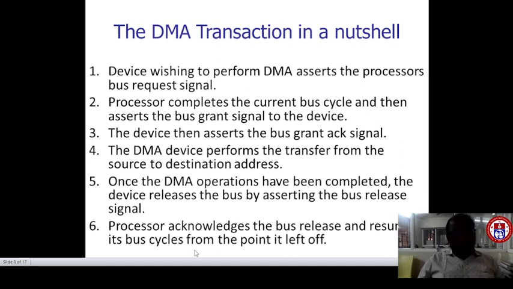In a DMA transaction there are some stages. In the initial stage, the device wishing to perform DMA asserts the processor bus request signal. In the second stage, the processor completes the current bus cycle and asserts the bus grant signal to the device. The device then asserts the bus grant acknowledgement signal. The DMA device performs the data transfer from the source to the destination address. And in step number 5, once the DMA operations have been completed, the device releases the bus by asserting the bus release signal.